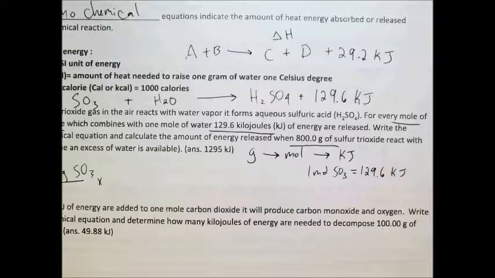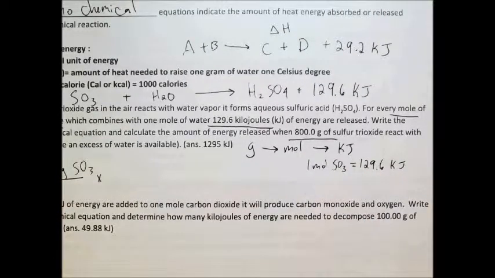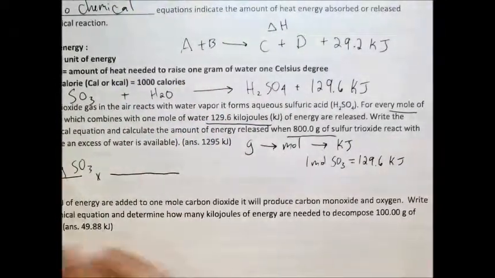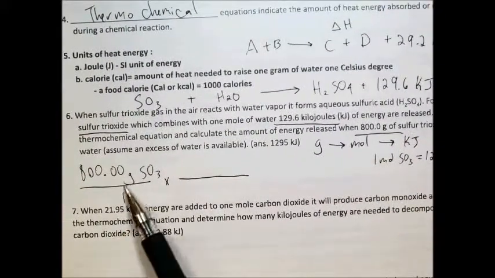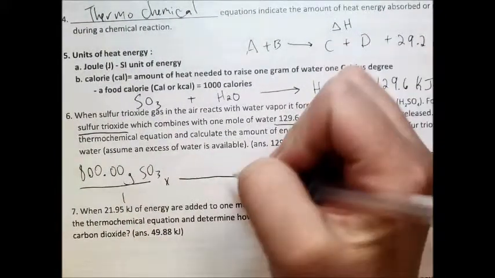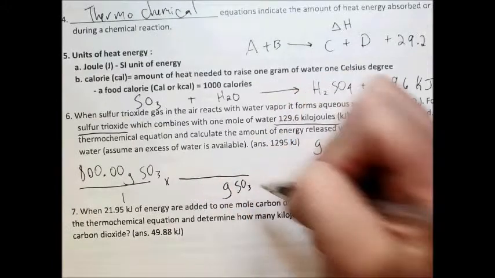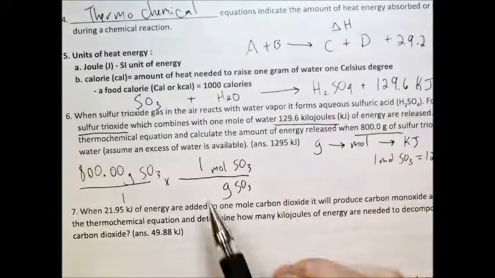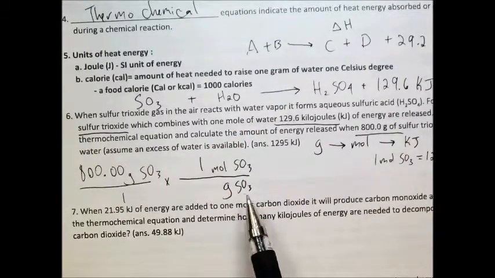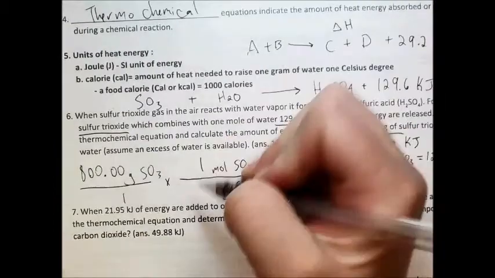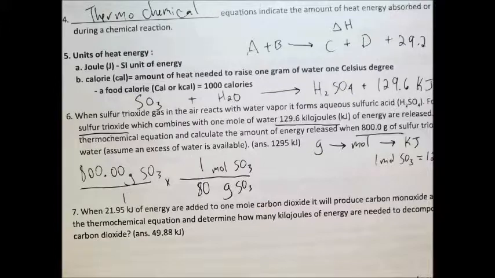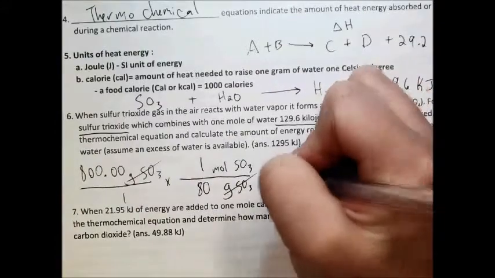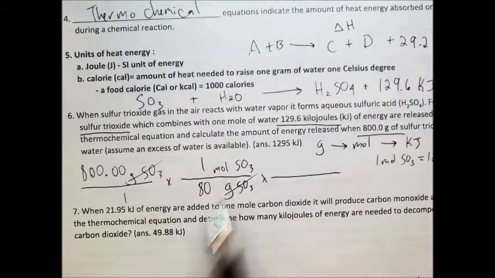So this is enough information. That's my plan. Now I need to convert from 800 grams to find out how many kilojoules I would get. 800 grams is going to be multiplied first to get rid of grams and have moles left over. I want grams to cancel out. I'm going to put grams of SO3 on the bottom, and I'm converting it to moles of SO3. I know that 1 mole has a mass, looking at a periodic table, of sulfur plus 3 oxygens. The mass of that is 80 if I add up those masses from the periodic table. At this point, grams of SO3 will cancel. My only unit is moles of SO3.